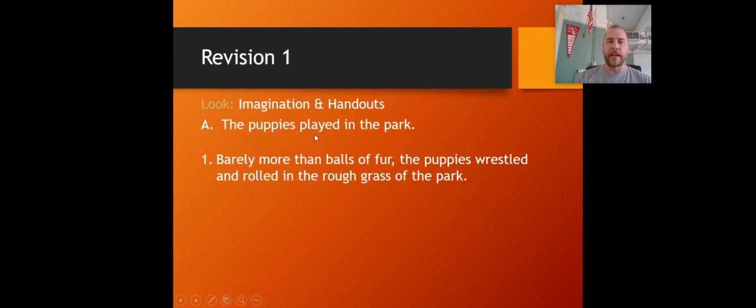Wrestled and rolled. I was trying to be specific for how they are playing. I don't want to just say they're playing. There are many ways to play. What does that play look like? And in the park, the rough grass of the park, right? So I added another noun to describe the park and an adjective to that noun.